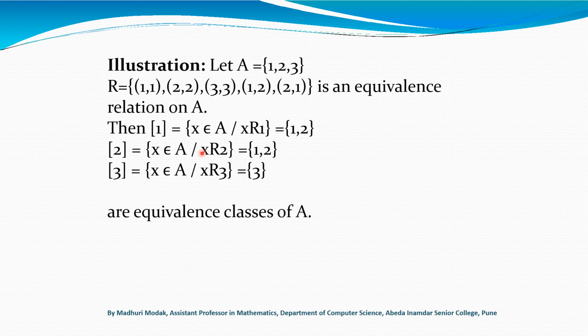Now here if you observe, the equivalence class of 1 and the equivalence class of 2 are identical, that means they are exactly the same. And the equivalence class of 1 and the equivalence class of 3 are disjoint, meaning they do not have any element in common. In the same way, the equivalence classes of 2 and 3 are again disjoint.